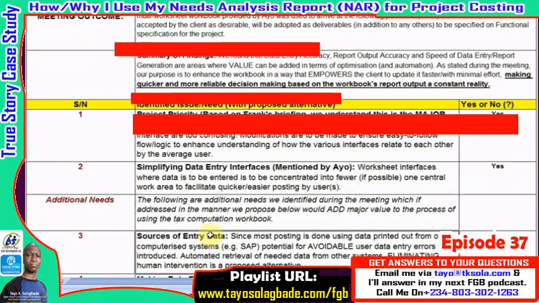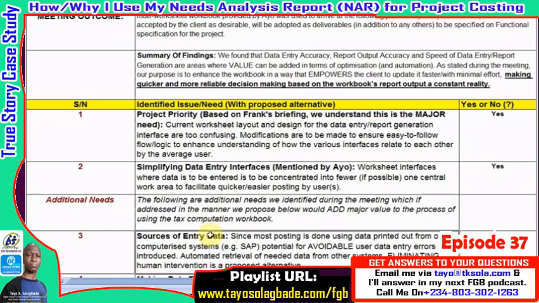All right. So identified issue and need, and then the proposed alternative. So you see just below that yellow line, the first item there, the first deliverable, project priority. So this was a need, of course, with an implication that there will be a solution to it. So project priority based on Frank's briefing. Frank was the regional project manager, the person that actually contacted me the first time and brought me into the company. So he had told me that this was their major need.